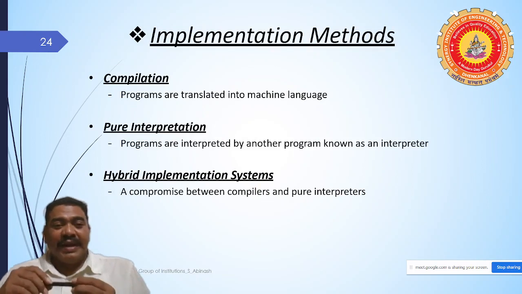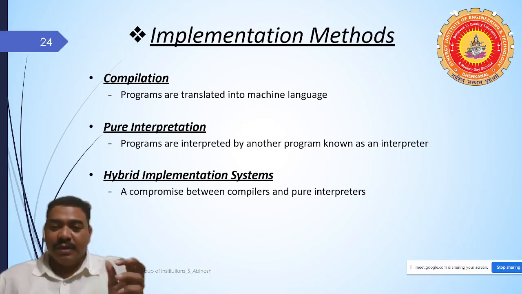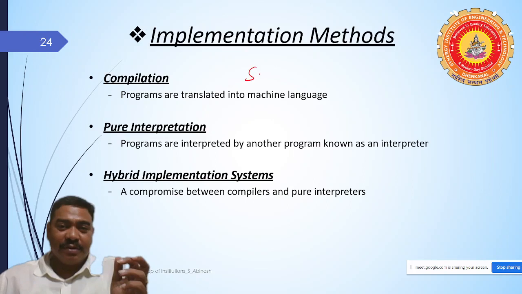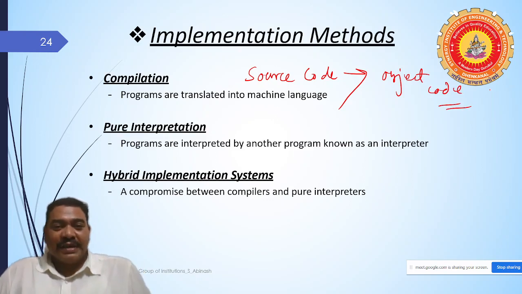Okay, so different types of programs based on the implementation methods. Implementation method means how it is compiled, how the source code is converted to the object code or machine code. Okay, compilation: programs are translated into the machine language or object code. Pure interpretation: programs are interpreted by another program known as an interpreter.